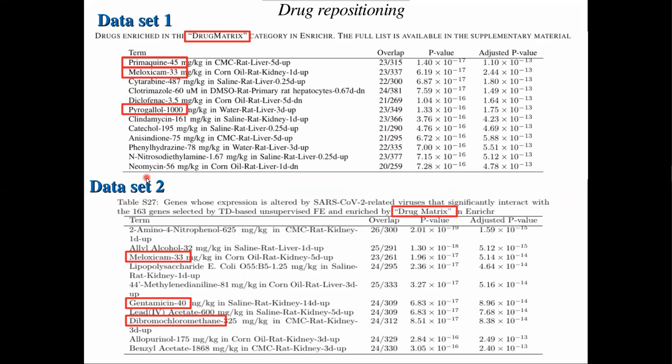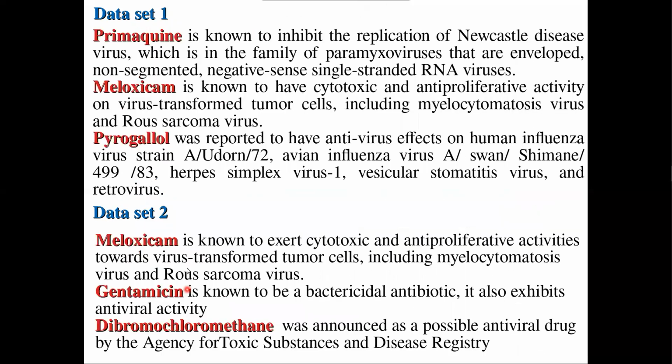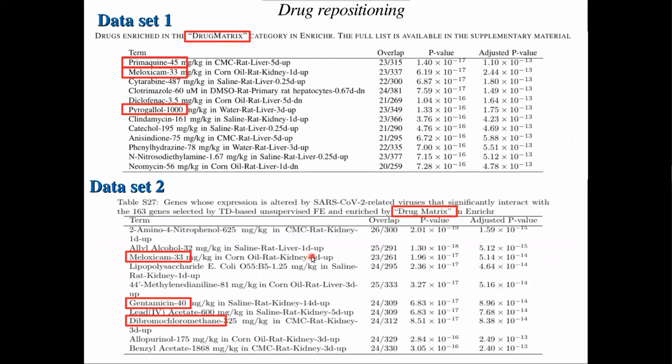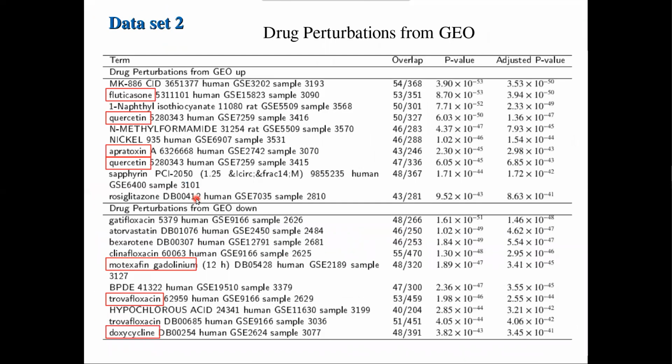For dataset 2, we have also found 3 antivirus compounds affecting the expression of the genes we have selected in DrugMatrix. So our strategy successfully identifies drugs which can affect the expression of the genes we have selected. We have repeated a similar procedure on another dataset, in which gene expression is reversed by drug perturbation, and we have selected these antivirus drugs that affect the expression of the genes we have selected.